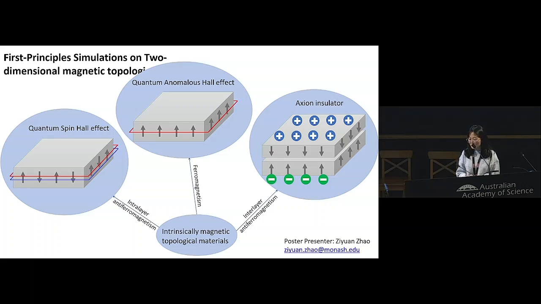So my project aims to explore new magnetic topological materials by using first principle simulations, and a series of cobalt-containing materials with interesting collinear and non-collinear antiferromagnetism are predicted in my work. The results are summarized in my poster.